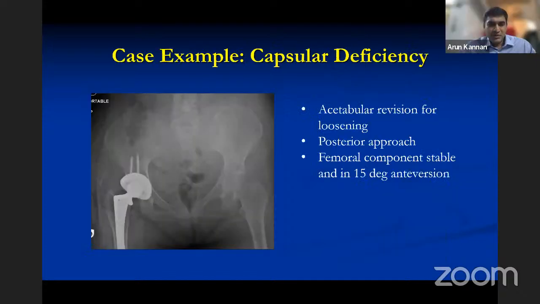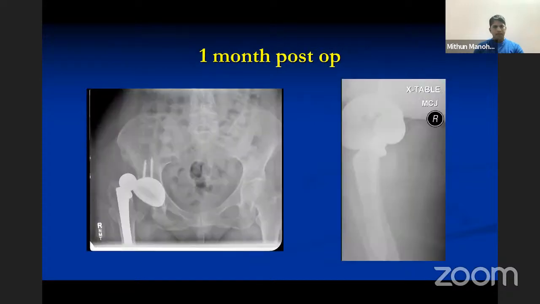We can go back. That's the offset. It looks fairly good as compared to the opposite side. Offset is okay. Probably capsular closure, as you were saying, they might not have closed it. Abductor laxity. What would you do next?